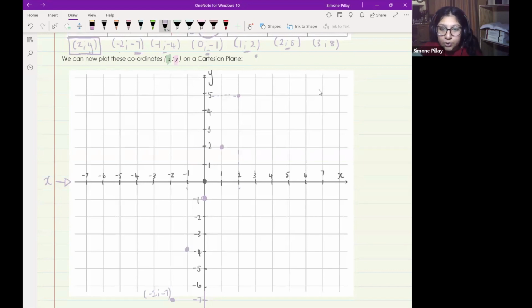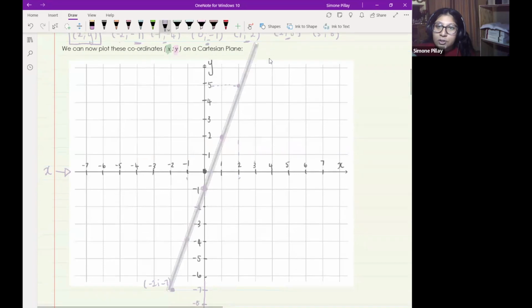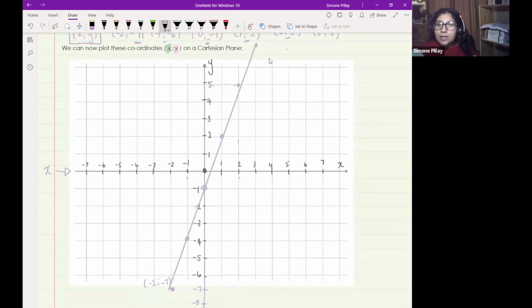And then what we do, once we have drawn in all our points, the only thing left to do is to take a ruler, and I don't know why these lines never follow where I tell them to go, but you need to take a ruler and draw a line connecting all of the points, and that is your graph.